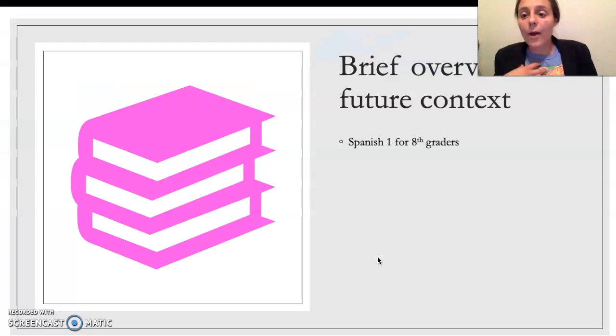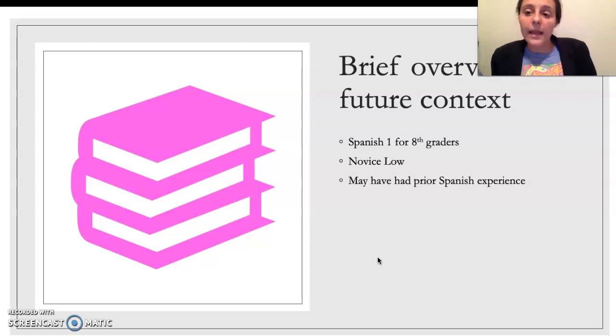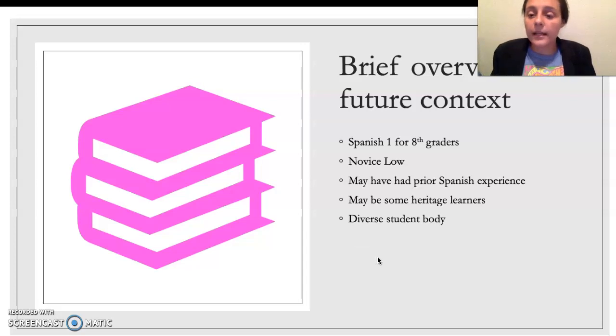Although right now I'm a special education Spanish immersion teacher, I hope to someday be teaching Spanish 1 for 8th graders. They would be at the novice low level. They may have had some prior Spanish experience, depending on if they're coming from different schools that offered Spanish, but for the most part, they are novice low learners. They could be heritage learners, and it is a diverse student body located in Minneapolis.